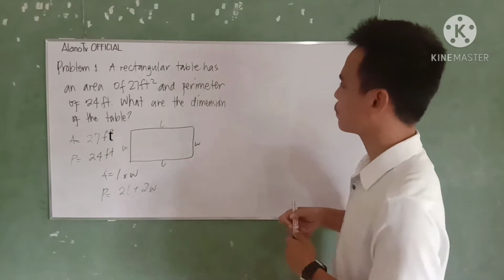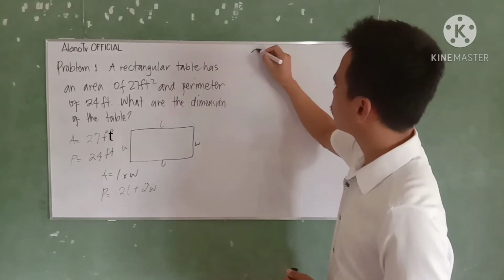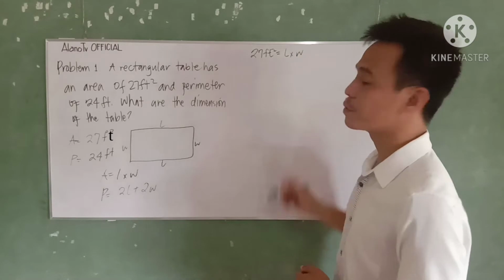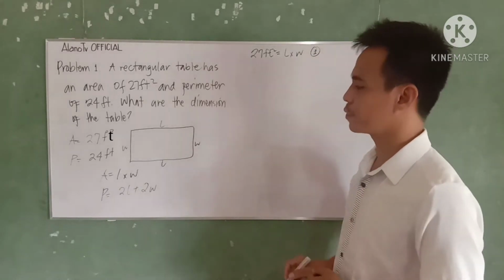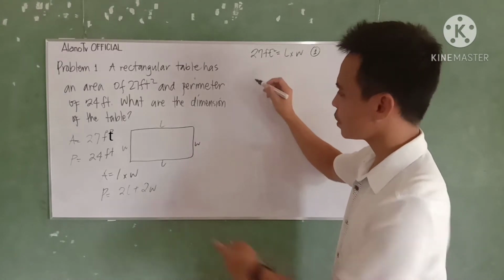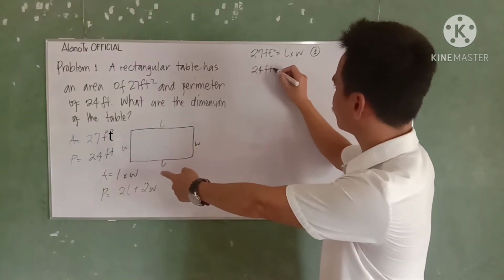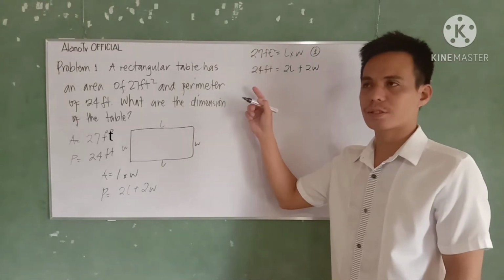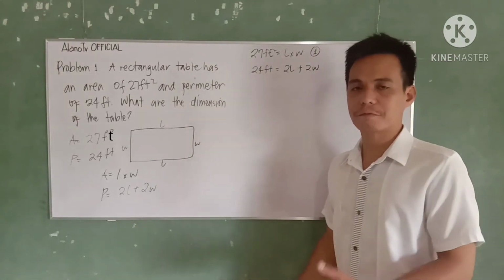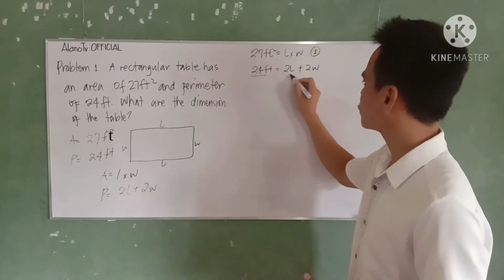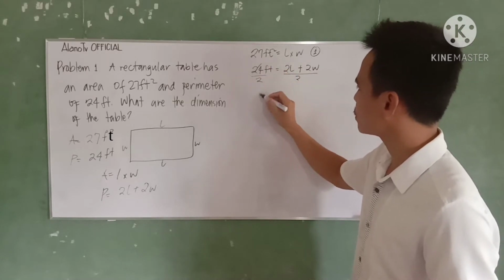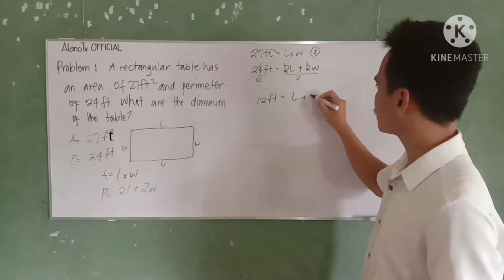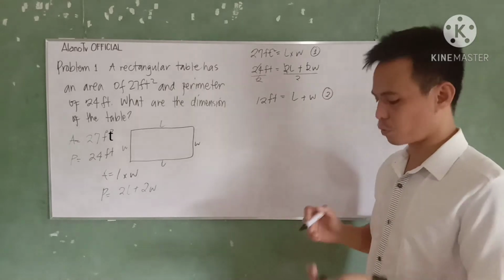Okay, so let's go first with the area. Since our area is given, so this is 27 feet squared is equal to length times width. So this is our equation number 1. How about the perimeter? The given perimeter, 24 feet, is equal to 2 length plus 2 width. Since both sides of the equation can be divided by 2, we simply divide it by 2. So dividing both sides by 2, we have 12 feet is equal to length plus width. So there we have it, our second equation.